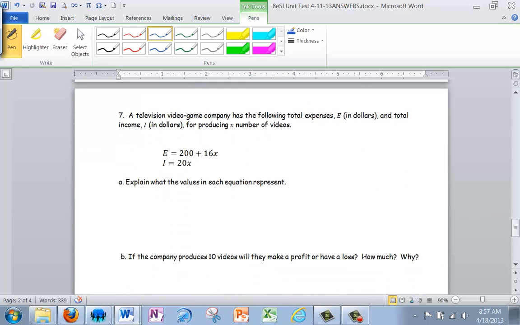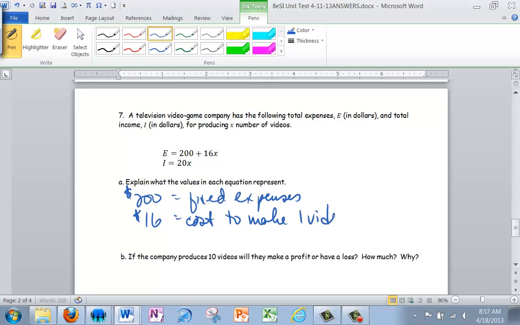Okay, the big problem. These are the expenses, I is the income, explain what the numbers mean. So 200 is the fixed expenses. The 16 is the cost to make one video game. Some of you need to be careful, because some people said the cost of the video for 16, they said the cost of the video for 20. You need to make a distinction between those.